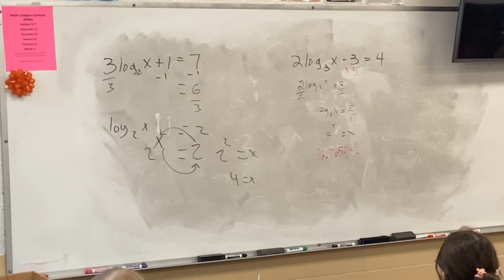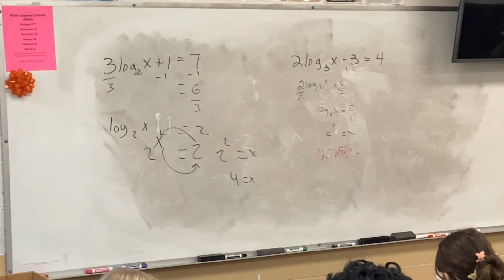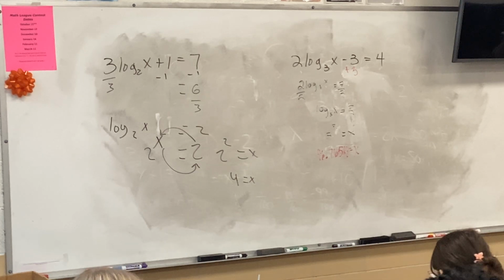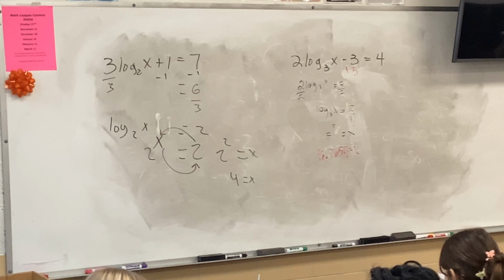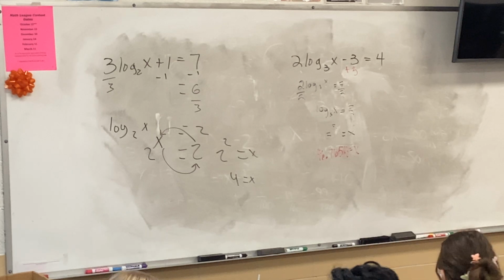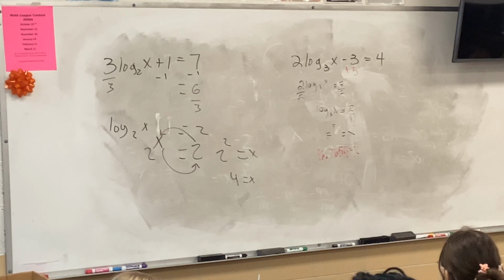Because first they added 3 and got 7. Then they divided by 2 and got 3.5 or 7 halves. Then they loop-de-looed, and what did it say? 3 to the 3.5 power equals X. And no one knows what that is, right? So we get out our big girl calculator and we type in 3 to either 3.5 or 7 halves. And we got 46.7654.